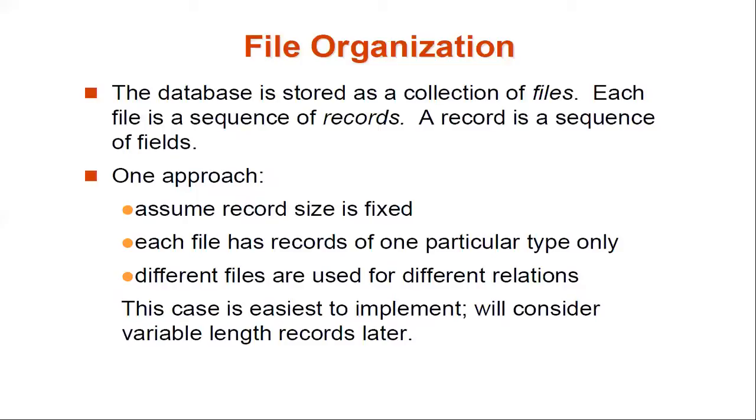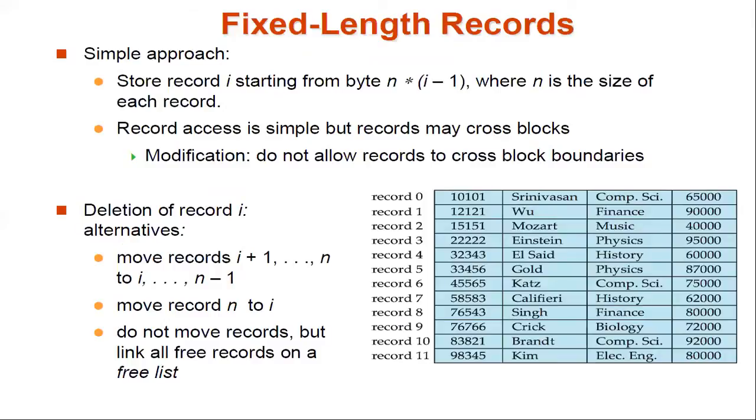For example, a particular record size is 10 KB. If you allocate 10 KB to a particular record, then each and every record in the table will have the same 10 KB size. Here is the simple approach, the fixed length record, and we can see the example here.